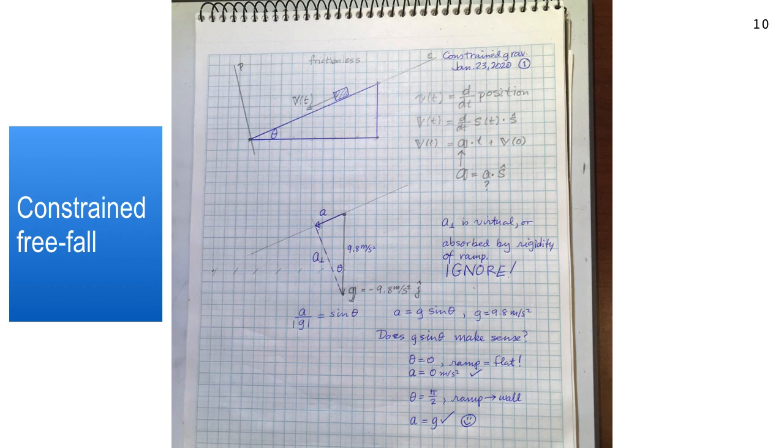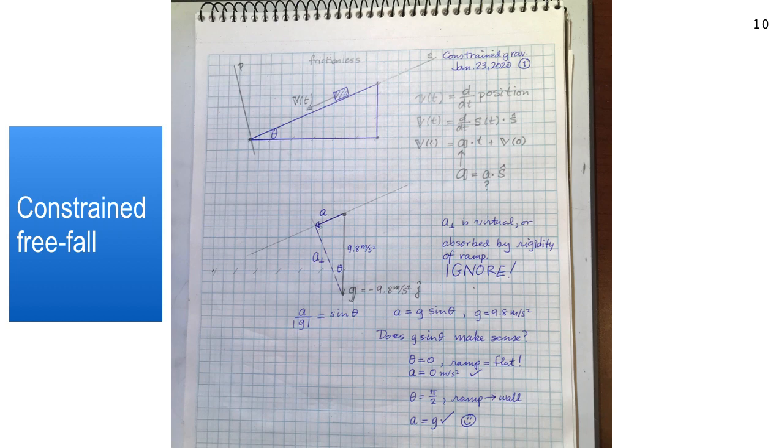Now, A perpendicular is virtual. It's not really accelerating. It's a virtual acceleration, or you could say it's absorbed by the rigidity of the ramp. So this wouldn't work on a ramp made of liquid water. That doesn't have any rigidity. It would just go right through the surface. But if you have something good and stout that's fairly rigid, whatever tilt angle it is, it's rigid.